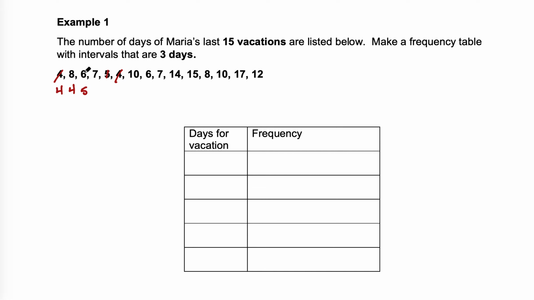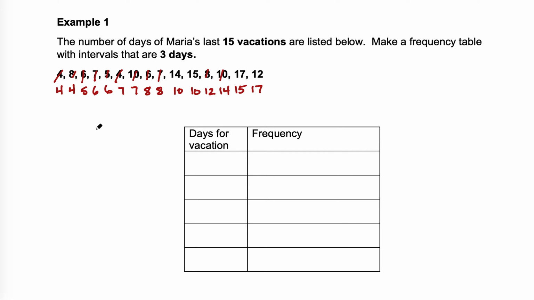I do see 2 6s. So we've got a 6 and a 6. We've got a 7, and I see an 8. Oh, I almost missed a 7 there. And that's why we cross them off. So we've got an 8 and an 8. And then we've got a 10 and a 10. And we've got 12, 14, 15, 17. Okay, so we've got them in order.